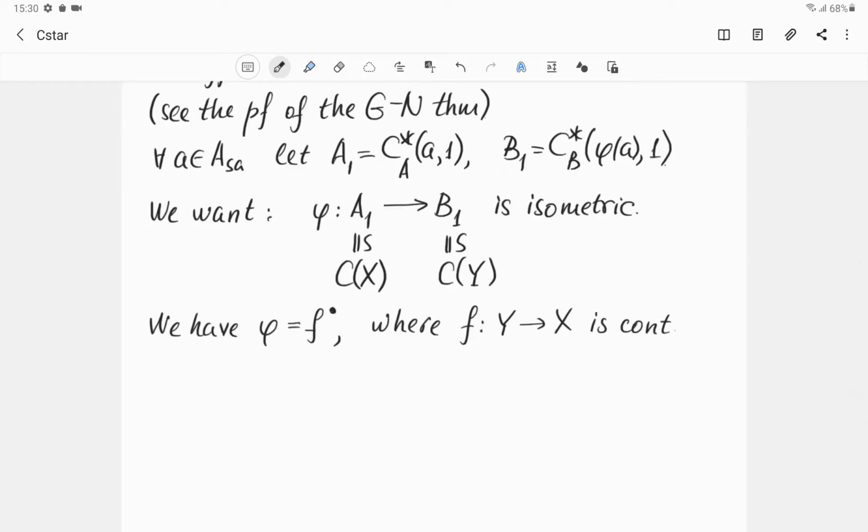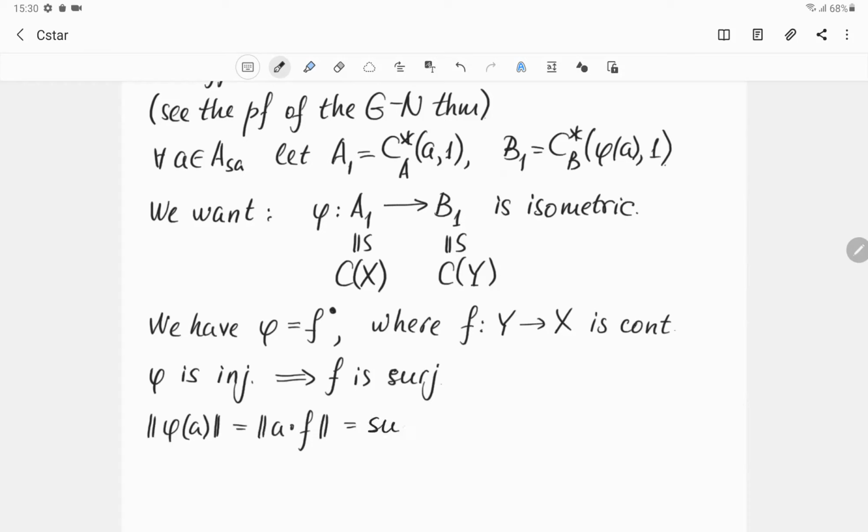Let's now recall that phi is injective. This easily implies that F is surjective. Because otherwise, we can take a function which vanishes on the image of F, and this function will be in the kernel of phi. Since phi is injective, this is impossible, and we see that F is surjective. And now we calculate the norm of phi of a. Since phi is induced by F, this is just the norm of a composed with F.